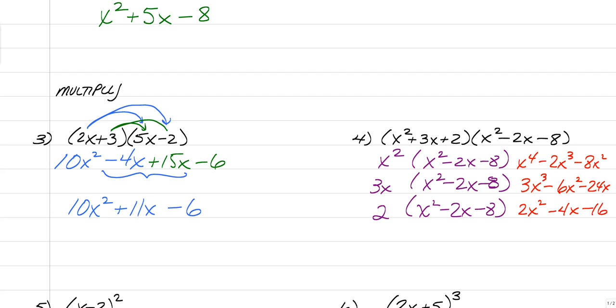Now go back and combine your like terms. So you have an x to the 4th, and then you have a negative 2x cubed and a positive 3x cubed, so that's going to give you a positive x cubed. You have a negative 8x squared, a negative 6x squared, which is negative 14x squared now, and then a positive 2, so that's a negative 12x squared. Negative 24x and negative 4x is a negative 28x, and of course our negative 16.